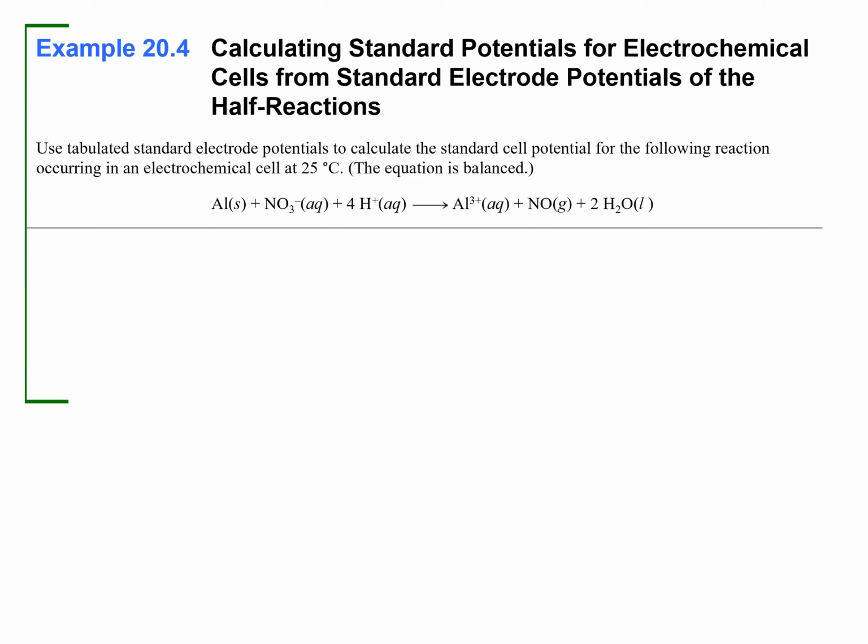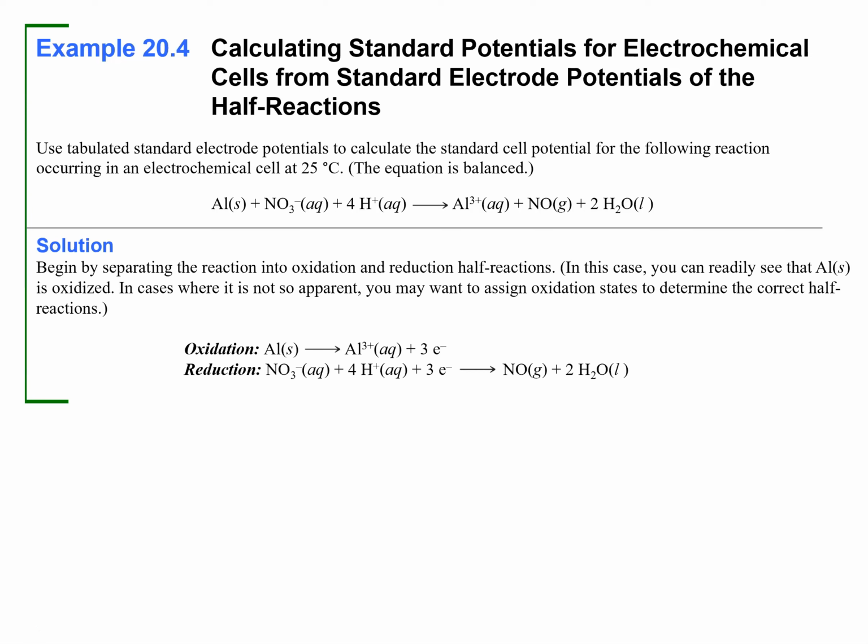So using the standard table that we have a couple slides before, and that you would have available to you, you do not have to memorize a standard table. You're always going to have one available or be given the values. Use the standard electrode potential table to calculate the standard cell potential for the following reaction occurring in an electrochemical cell at 25 degrees Celsius. So this is all going to be standard conditions. And this isn't a balanced equation, so you don't have to think about balancing it. We're going to have solid aluminum plus NO3 minus plus protons goes to aluminum 3 plus, NO gas, plus 2 water.